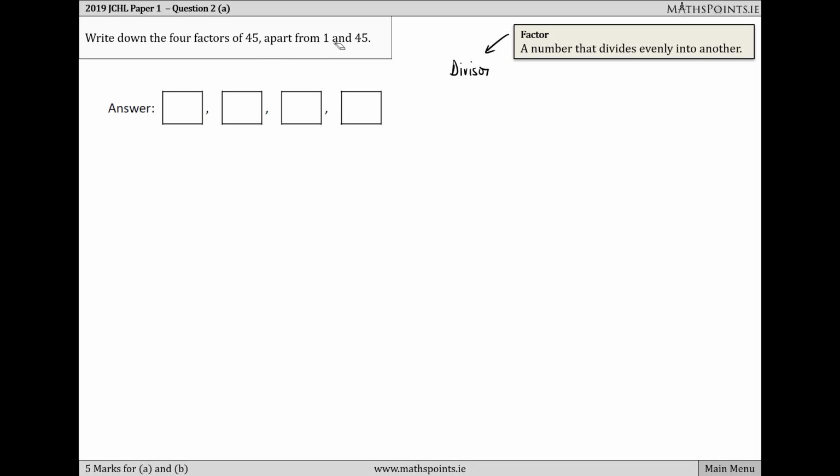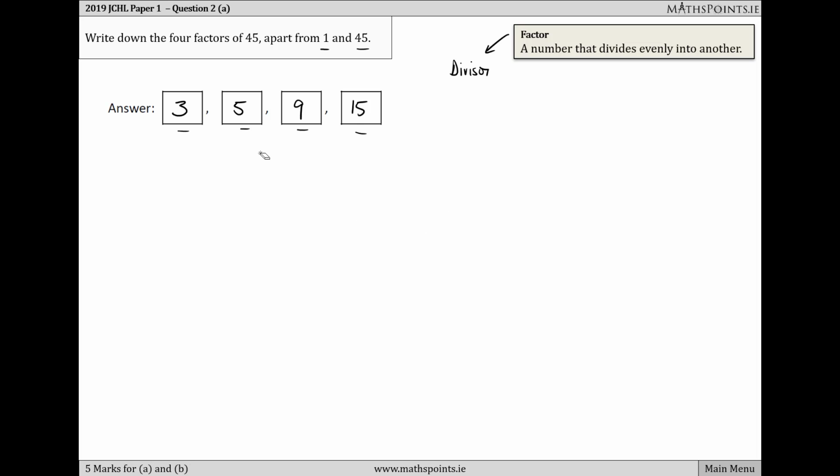So factors of 45 are 1 and 45. What are the other factors? Well, 3 divides evenly into 45. 3 goes into 45 15 times. 5 goes into 45. It goes in 9 times. And if 5 goes into 45 9 times, well then 9 must also be a factor of 45. And likewise, if 3 goes into 45 15 times, well 15 is a factor of 45. And so 45 has 6 factors altogether: 1, 45, 3, 5, 9, and 15.